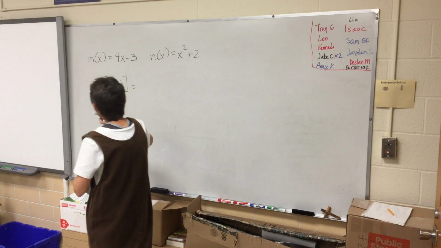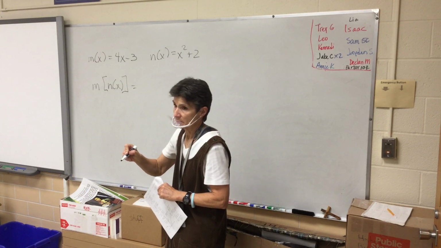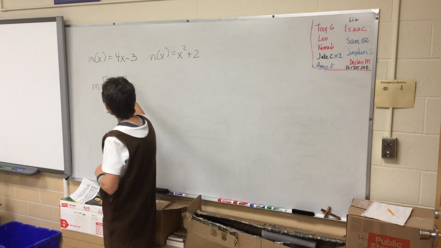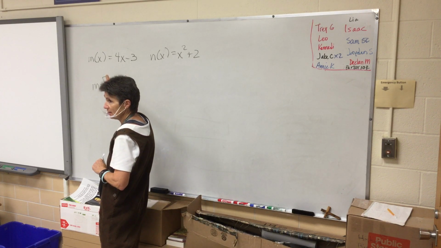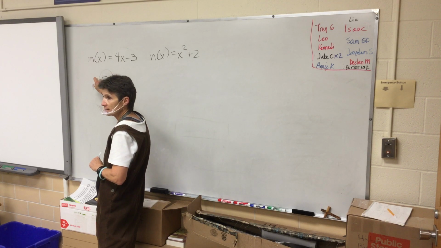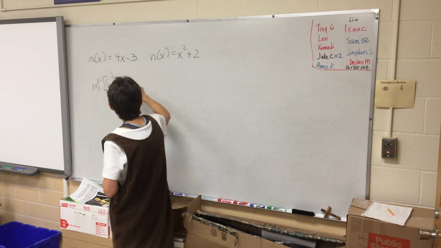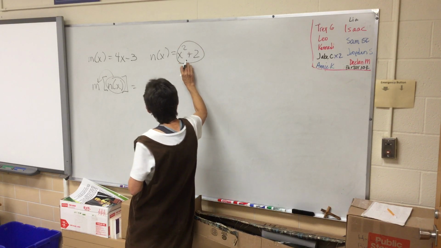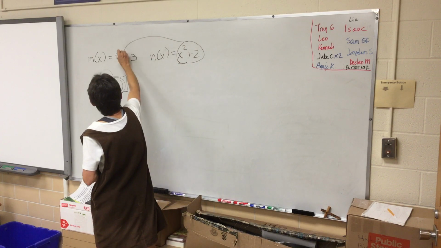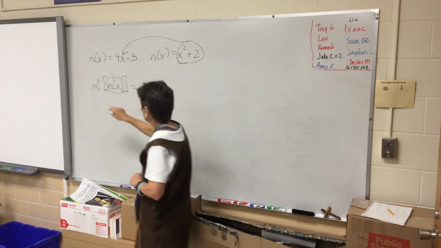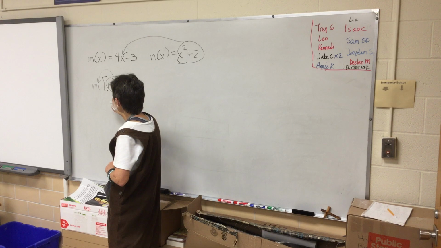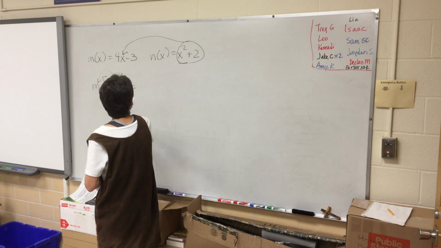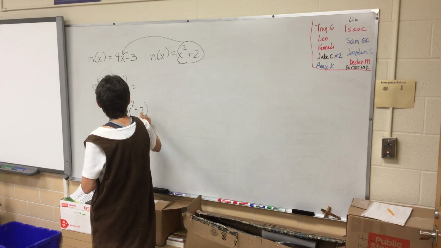Now remember, if there's no number, this problem does not have a number in it. If there's no number, we take the entire equation and plug it into the other function, right? So we're going to take the entire N function, that equation, and put it right there. This says take the N equation and put it into M. So we're going to have 4 times x squared plus 2 minus 3.